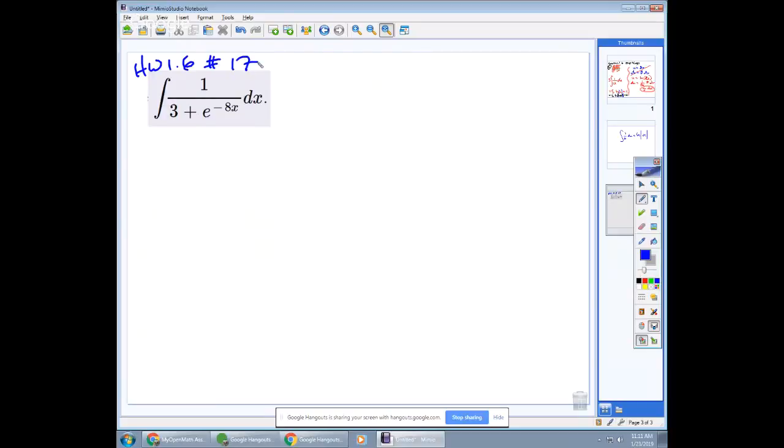All right, so here we have a function within a function. The outer function is the fraction. The inner function, you could say, is either 3 plus e to the negative 8x or just e to the negative 8x. I'm going to try picking the whole denominator and see what happens. So first try u equals 3 plus e to the negative 8x.